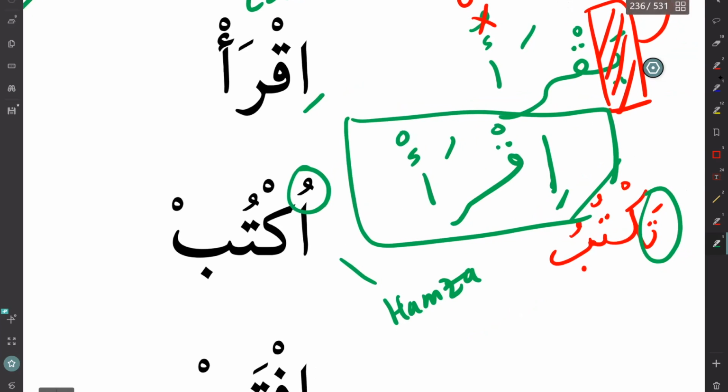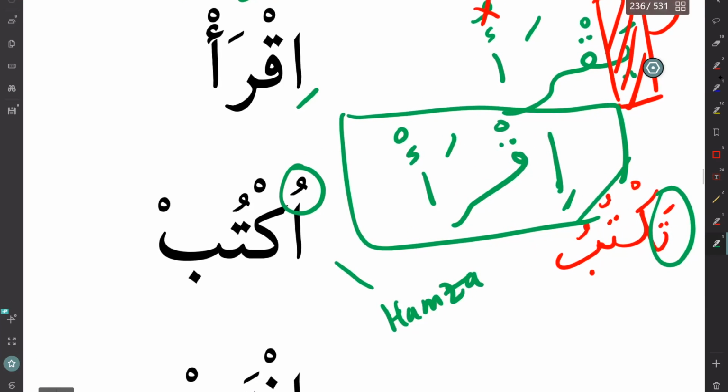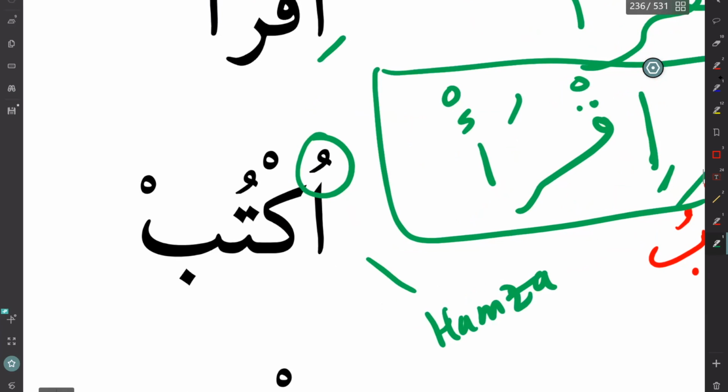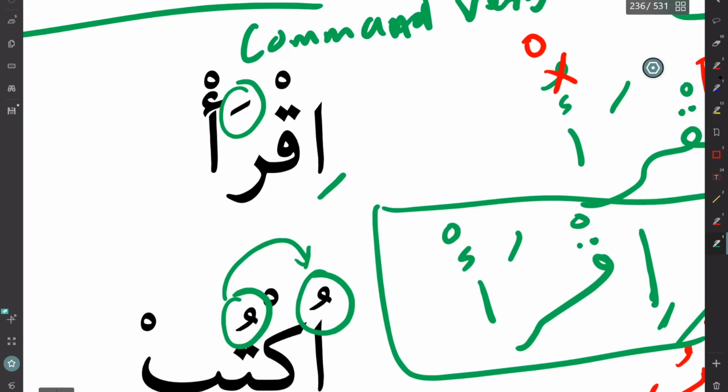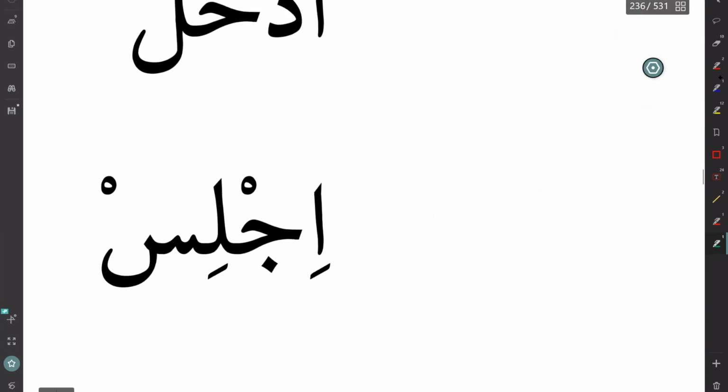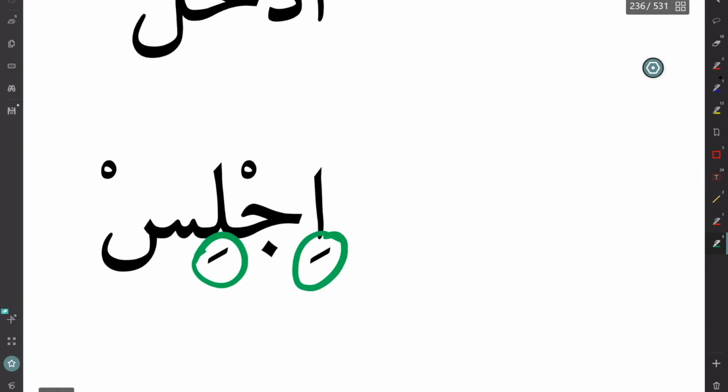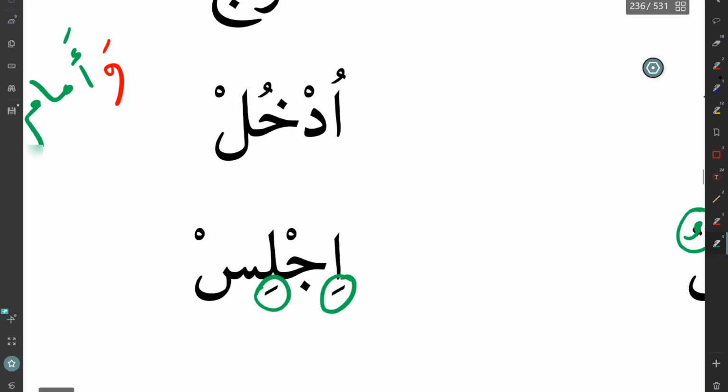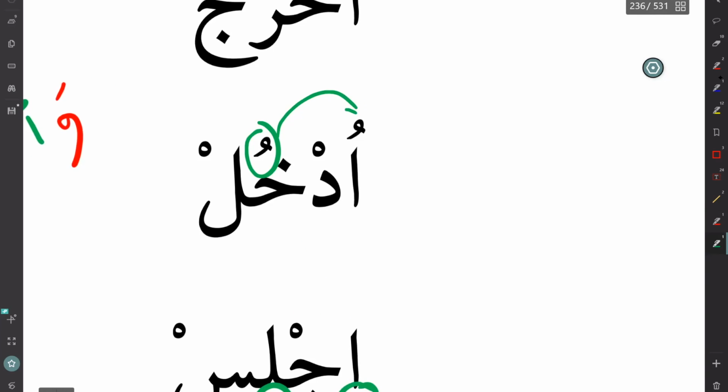why do we have dhamma here? So what's happening here is, if we put a kasra here, for the Arabs, going from kasra to a dhamma is a little bit difficult on the tongue. So in this case, when you have the middle letter with dhamma, that's when you put a dhamma on the hamzatul wasl. Only when you have a middle letter with dhamma. If the middle letter is fatha, or if the middle letter is kasra, you put kasra on the hamzatul wasl. Only when the middle letter has dhamma, you put a dhamma.